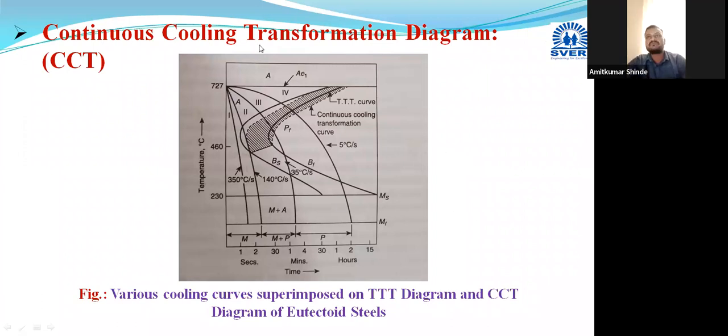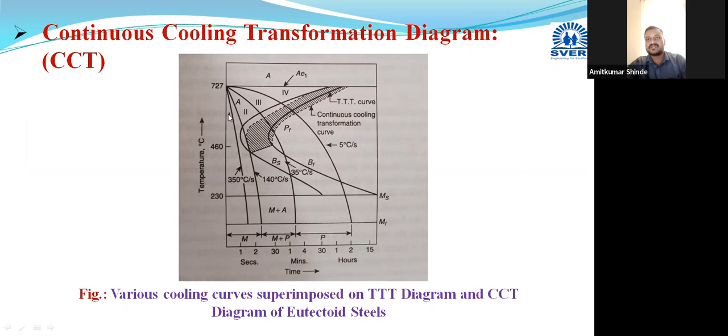Now this is the CCT diagram. If you have any query, you can put it in the chat box also. Here in this CCT diagram we have considered four different cooling rates: the first, second, third and fourth cooling rate. The first cooling rate is the fastest one, the second a little slower, the third slower than that, and this is the slowest.